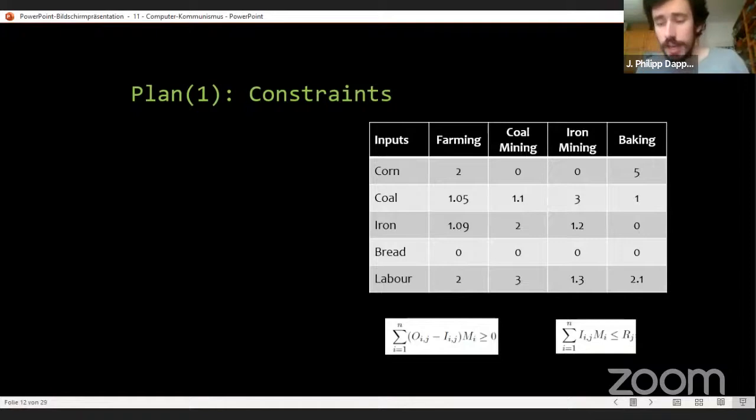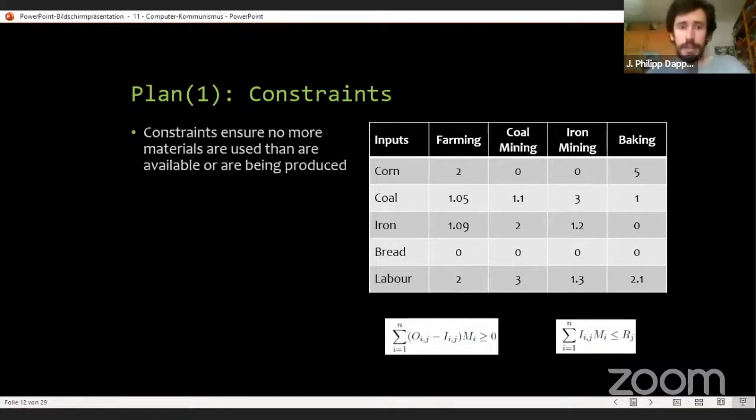And for this, you first of all have, so these constraints ensure that no more materials are used than are available or are being produced, right? So the production plan shouldn't use more corn than is being produced by farmers. And it shouldn't use more iron than is being produced by iron mining and so on, okay? So that's the purpose of these constraints, to make sure that the production plan in the end is feasible.